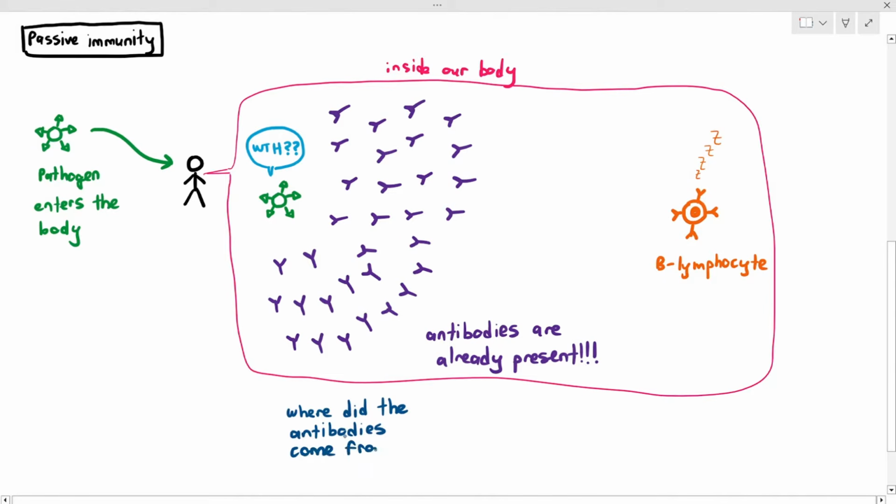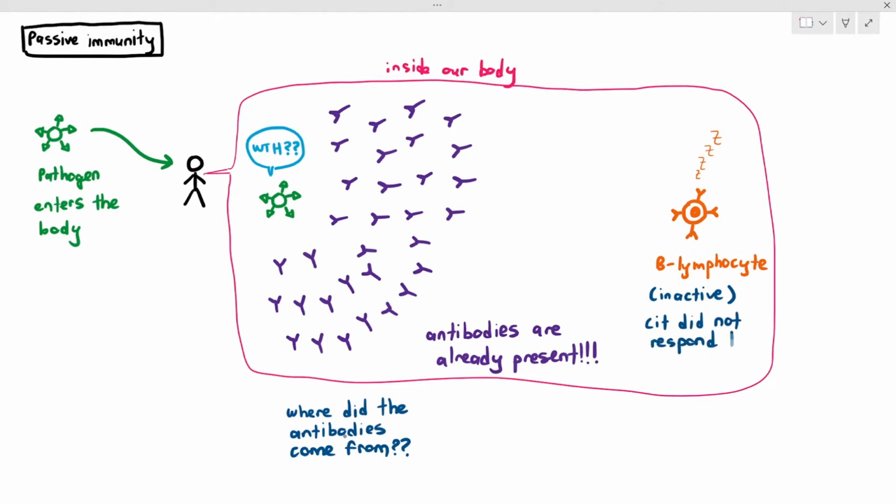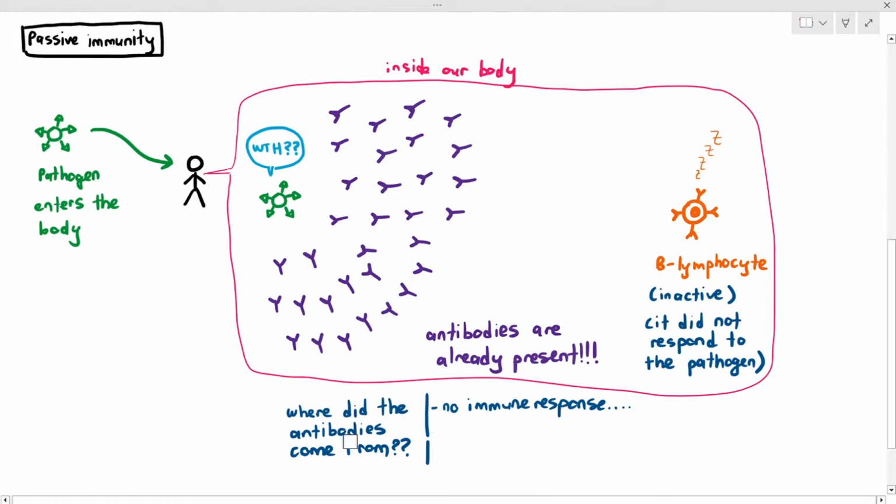So the question is, where did the antibodies come from? Because it could not have come from the B lymphocyte, because as I've told you, the B lymphocyte is inactive. It did not respond to the pathogen. Therefore, there was no immune response. And it's also not due to memory cells inside the body, because if it were due to memory cells, the memory cells would have had to attach to their antigens through clonal selection. So this is quite weird because your body did not have to do anything, yet antibodies were already there.